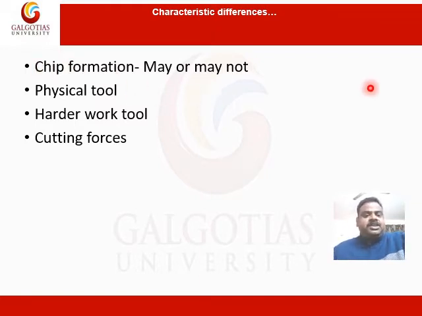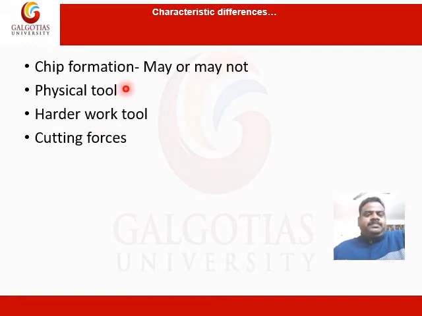In conventional machining processes, chip formation by shear deformation is inevitable. But in non-conventional manufacturing processes, or advanced machining processes, chips may or may not form. For example, in abrasive jet machining, chips are of microscopic size, whereas in electrochemical machining, we remove material by dissolution at the atomic level. So the chip may or may not form in advanced machining processes.